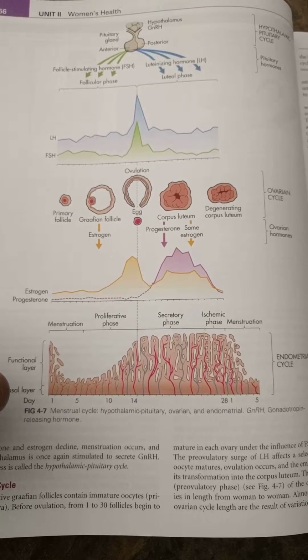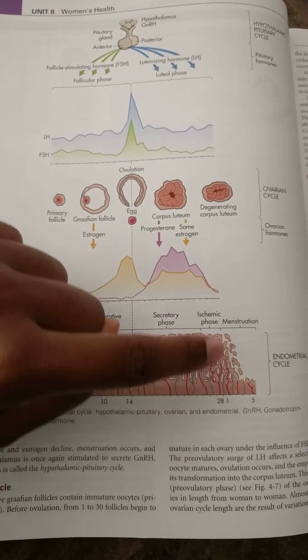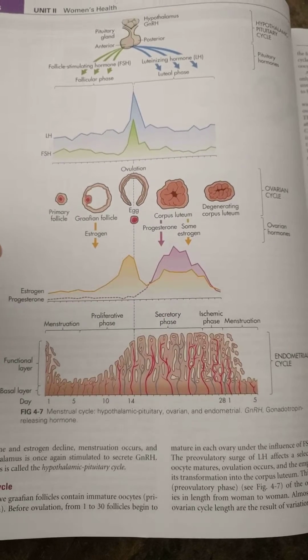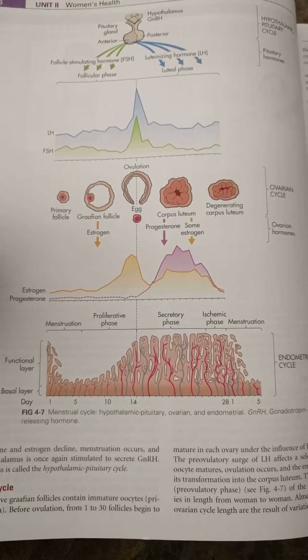It becomes luxuriant with blood and glandular secretions, a suitable protective and nutritive bed for a fertilized ovum. And last, we have the ischemic phase, in which the blood supply to the functional endometrium is blocked and necrosis develops. The functional layer separates from the basal layer and menstrual bleeding begins, marking day 1 of the next cycle.